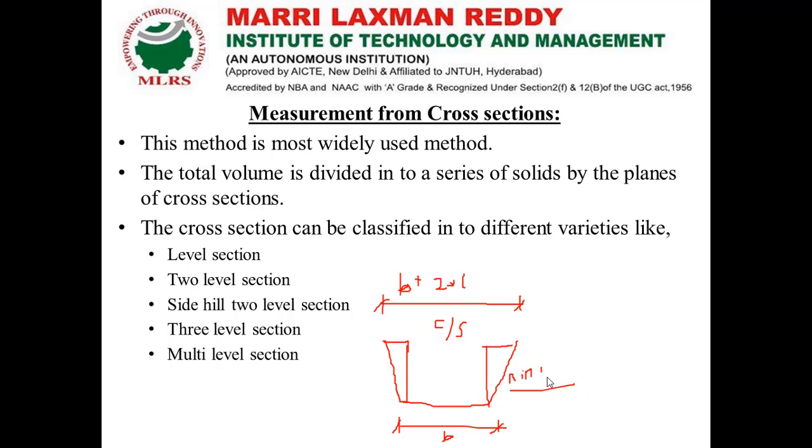Okay, so if you are going to take this as w1, so 2 into w1. Okay, so by using the cross sections, we have to take the cross sections at different places along the length. Okay, now in the length of the field.